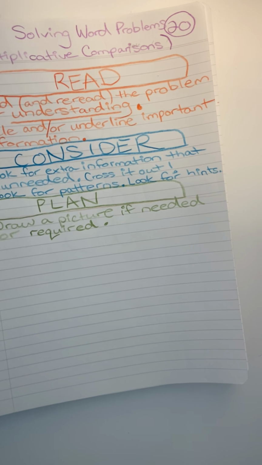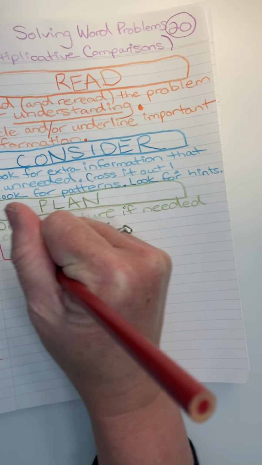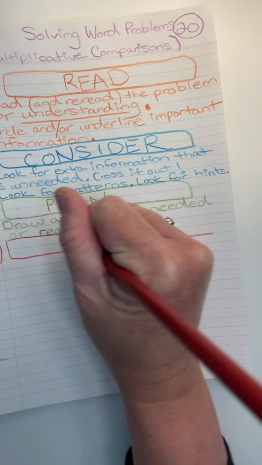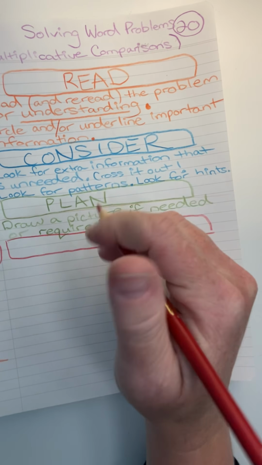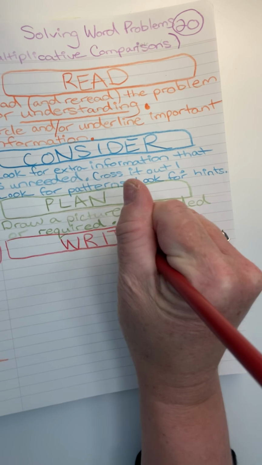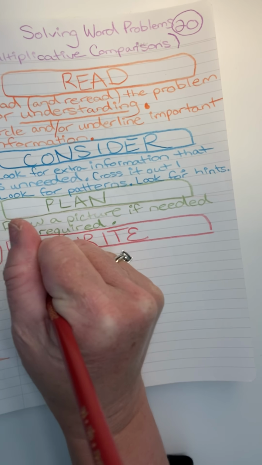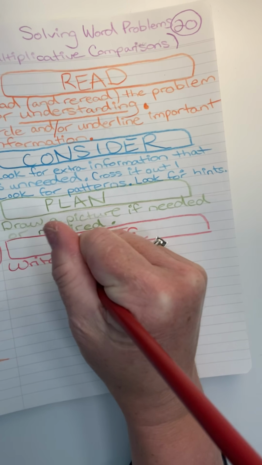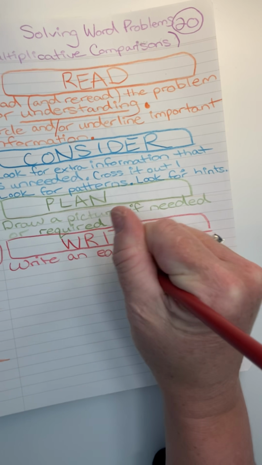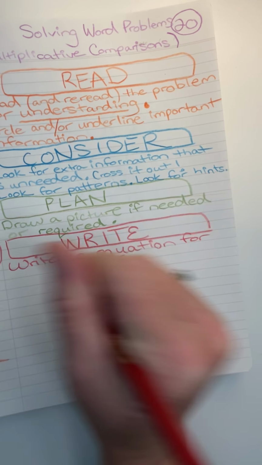Okay, we are ready for step 4. So go ahead and pause the video to catch up if need be. Otherwise, go ahead and change colors. And we're going to write step 4, and we're going to draw a box here. And we're going to write the word write. And we'll put here, write an equation for the word problem.